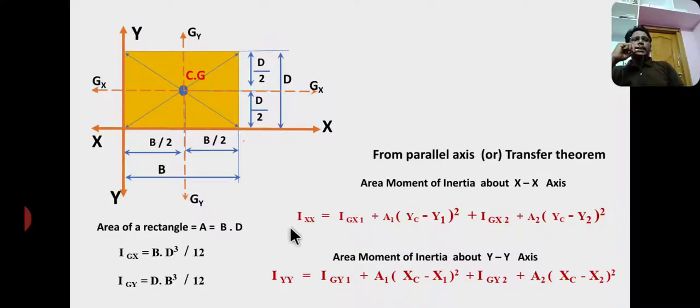From the parallel axis theorem, the moment of inertia about the base, that is the x-axis, and about the side axis, that is the y-axis, Ixx and Iyy, are the area moment of inertia about the reference axes. So these are the formulas.